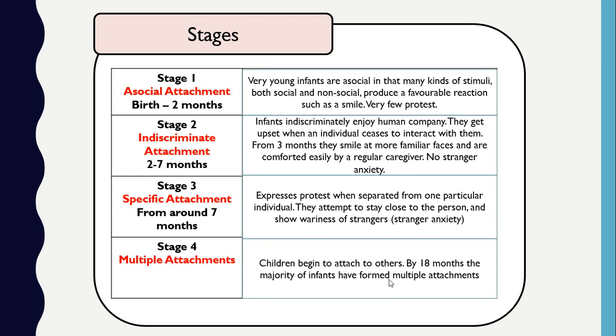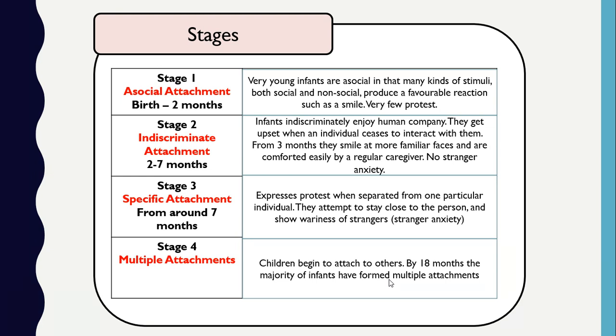Asocial is where they don't really have a person that they form an attachment with. Indiscriminate is where they start to form attachments. Specific is where they have an attachment with a caregiver, and multiple attachments is where they have attachments with other people. It doesn't matter which set of titles you use. It's just working through to stage 4, where children will have multiple attachments. But the one that's asked about the most is stage 3, the specific attachment, which can sometimes be referred to as a discriminate attachment.